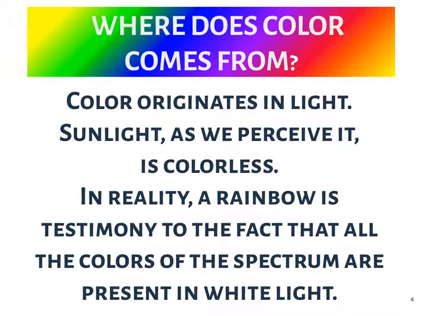So where does color come from? Well, color originates in light. Sunlight, as we perceive it, is colorless. In reality, a rainbow is a testimony to the fact that all of the colors of the spectrum are present in white light.